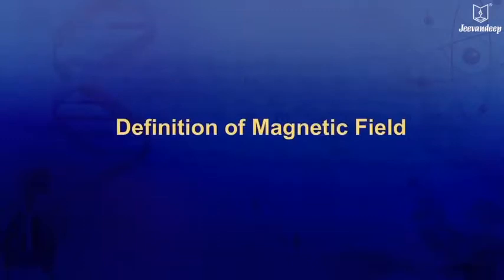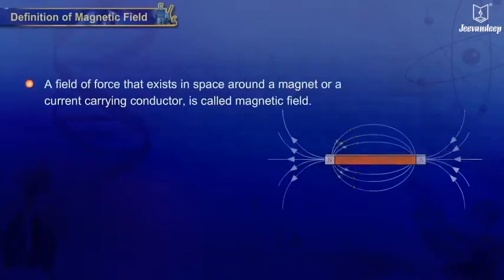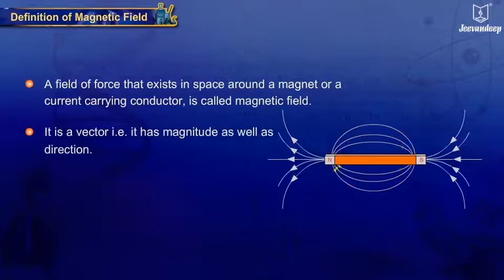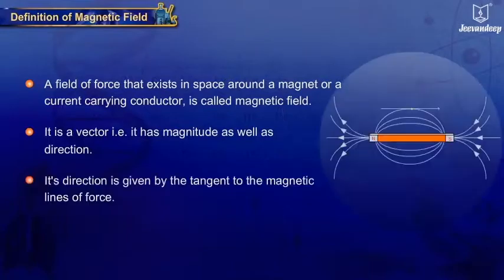Definition of magnetic field. A field of force that exists in space around a magnet or a current-carrying conductor is called magnetic field. It is a vector, that is, it has a magnitude as well as direction. Its direction is given by the tangent to the magnetic lines of force.